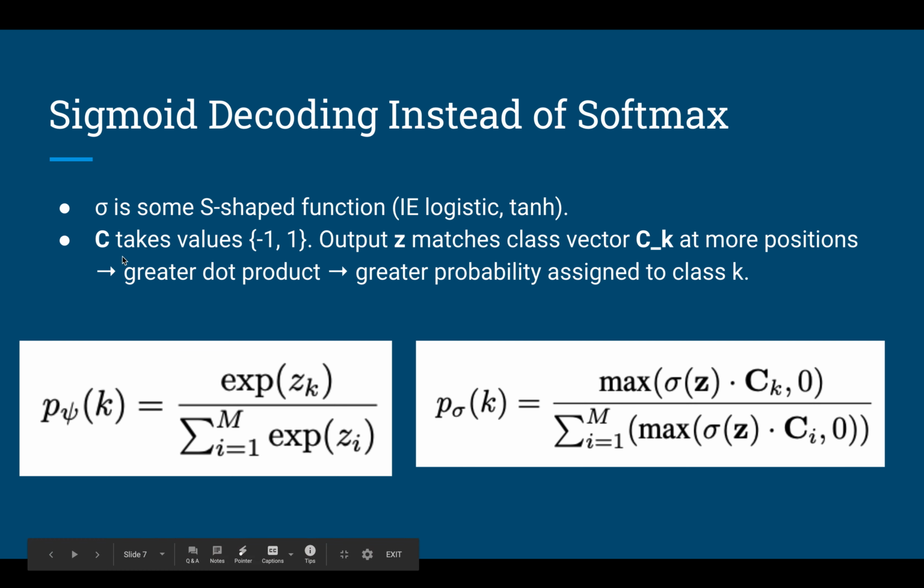So intuitively, if we consider that C takes values between -1 and 1, then if our output Z more closely matches the class vector C sub k at more positions, this results in a greater dot product between sigma of Z and C sub k, which means that greater probability mass will be assigned to class K under sigmoid decoding. So yeah, essentially this sigmoid decoding function and this softmax decoding function have similar purposes, which is to convert a logit vector into a probability distribution. But as we'll see later, this sigmoid decoding function does this interpolation more smoothly and leads to more robust decision boundaries.